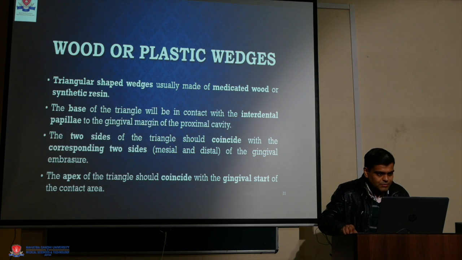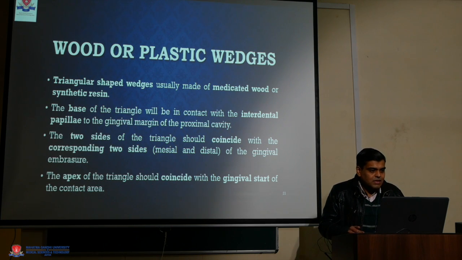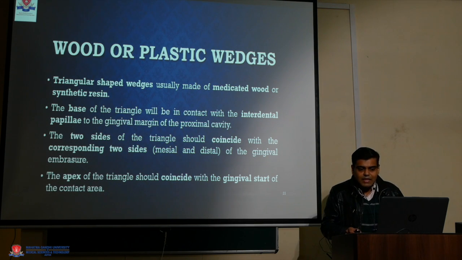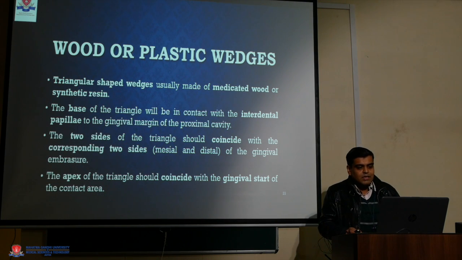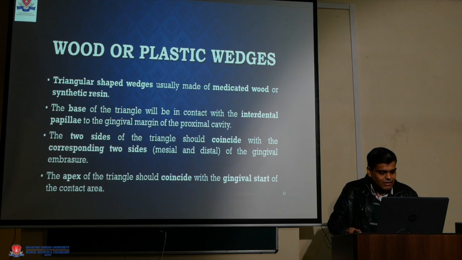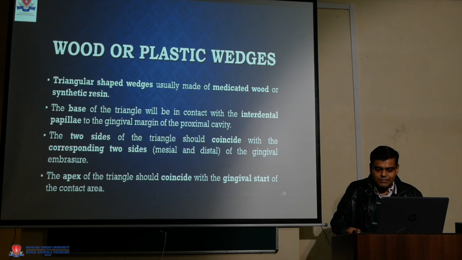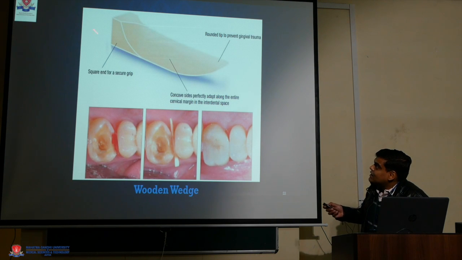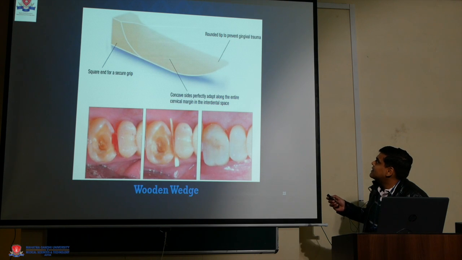The wedge which we use is mainly made of either wood or plastic. It is a triangular-shaped wedge, usually made of medicated wood or synthetic resin. The base of the triangle will be in contact with the interdental papilla, at the gingival margin of the proximal cavity. The two sides of the triangle should coincide with the corresponding two sides, that is mesial and distal, of the gingival embrasure, and the apex of the triangle should coincide with the gingival start of the contact area. As you can see in this picture, this square end is used to secure the grip. The concave side is used to adapt along the entire side of the cervical margin in the interdental space, and the rounded tip is provided to prevent gingival trauma.